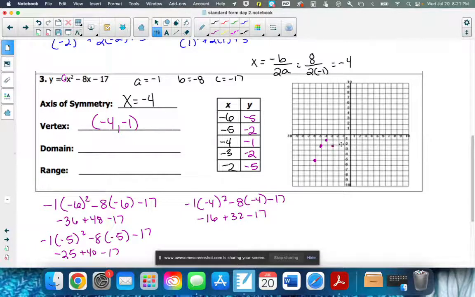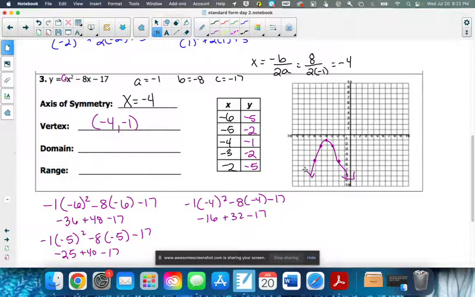And back down the other way, negative 3, negative 2. And then negative 2, negative 5. Okay, so again, nice curve. Try not to make it look pointed. Okay, so there's our graph.